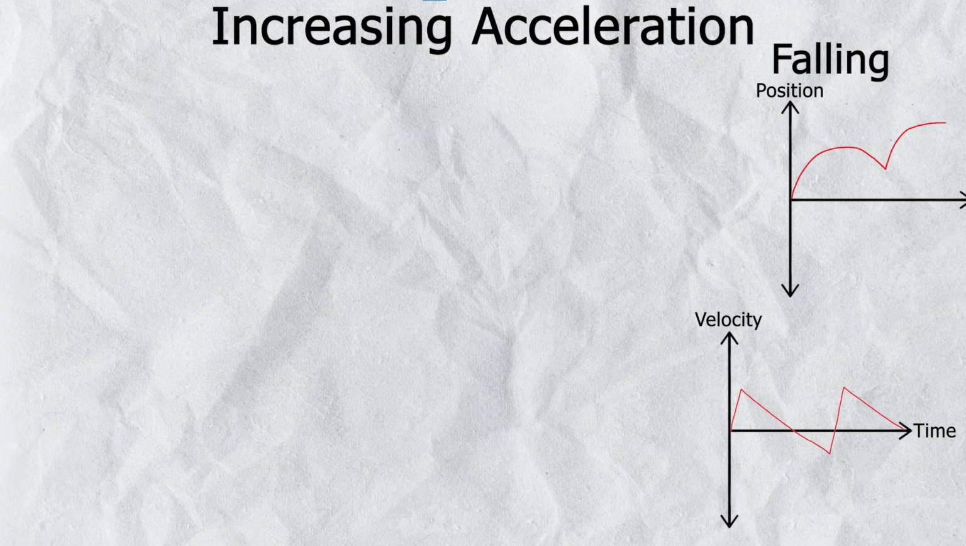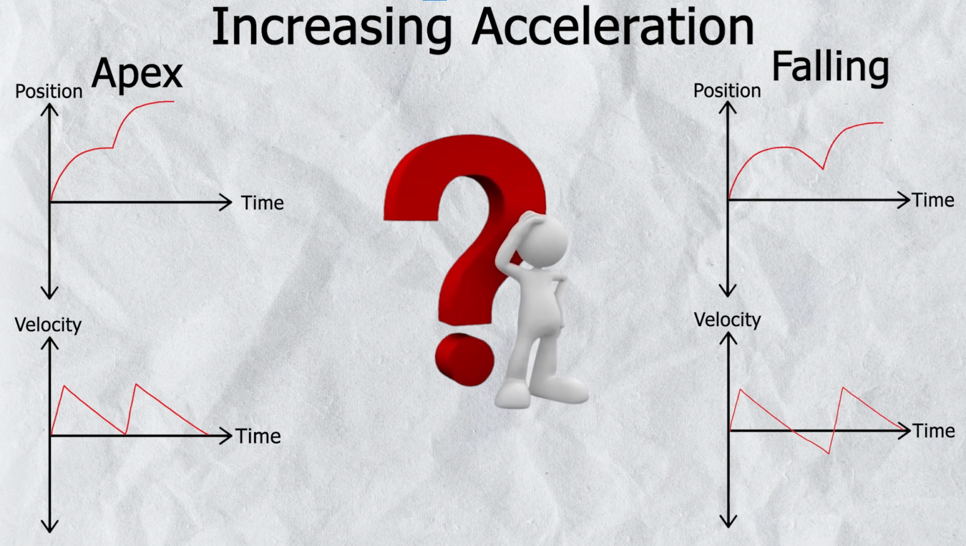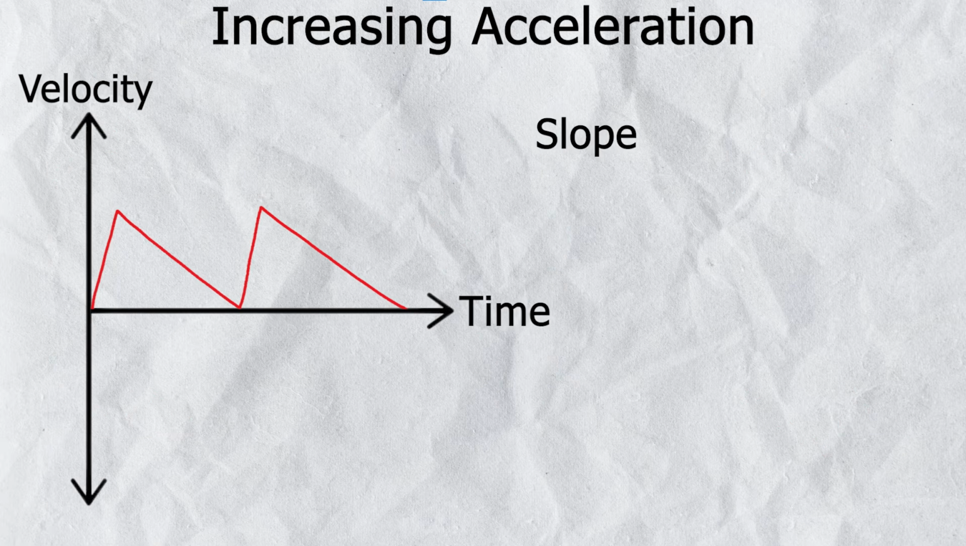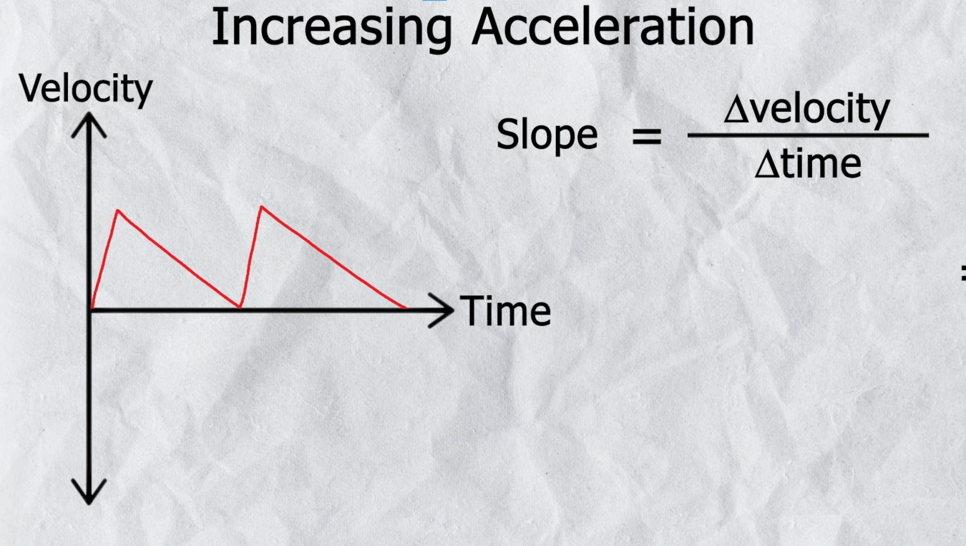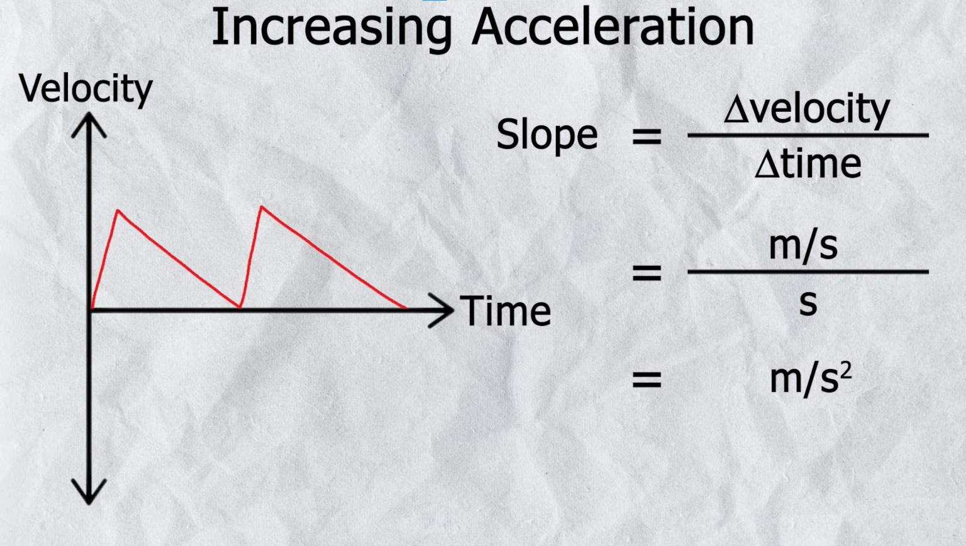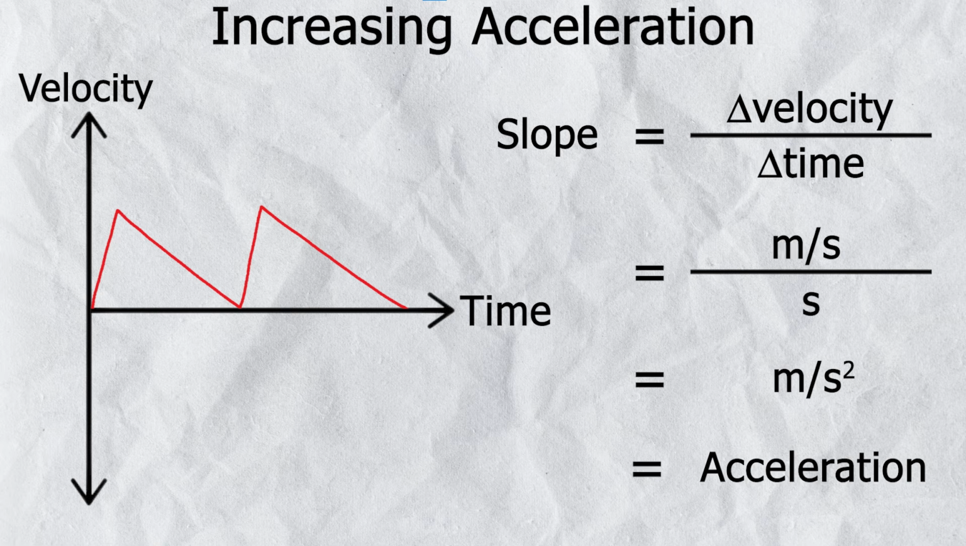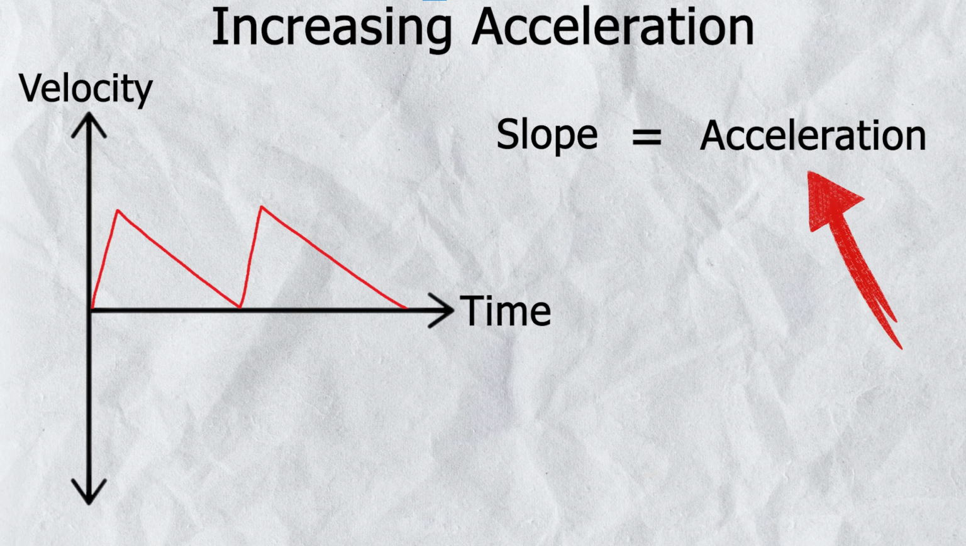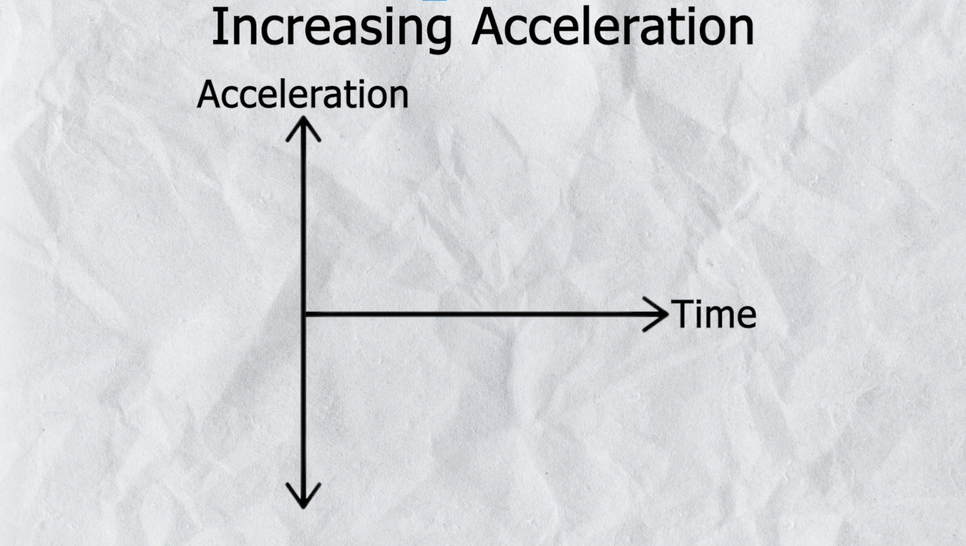Okay, we have all these graphs, but how do we find the acceleration and how can the graphs help us? Well, the slope on a velocity versus time graph is the change in velocity over time, or meters per second squared, which is acceleration. This means that to find the acceleration, we can use the slope of the velocity versus time graph to make an acceleration versus time graph.